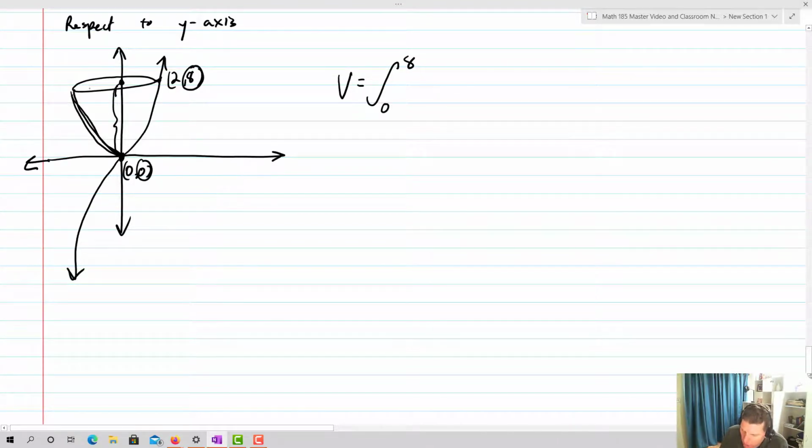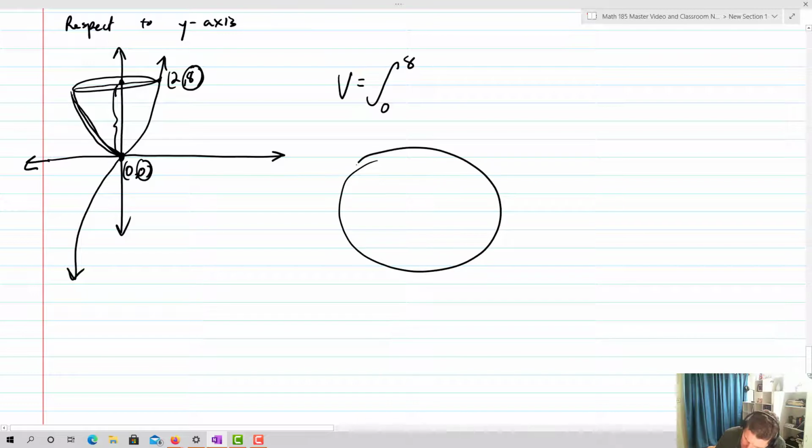And now I want to ask myself, what are the cross sections here? If I look at my cross sections, there are still going to be circles, still discs. And here's my radius, but my radius is now a function of y, and it's equal to some value of x, because it's going to be somewhere down here on the x-axis.